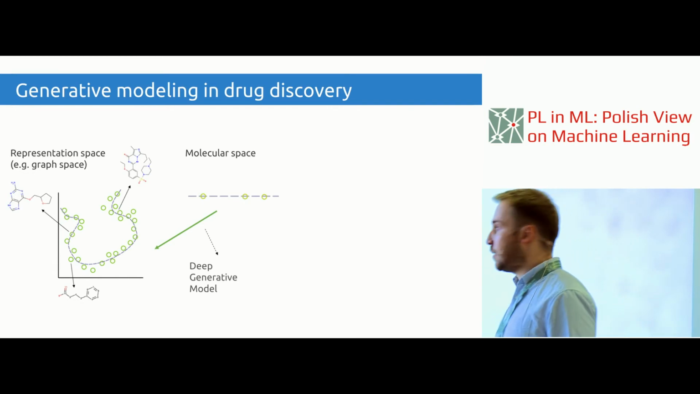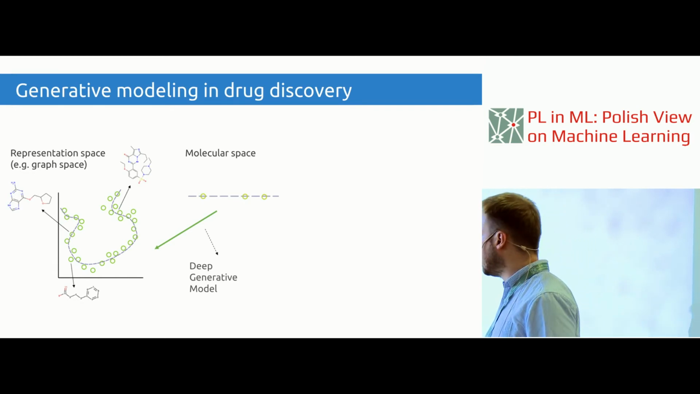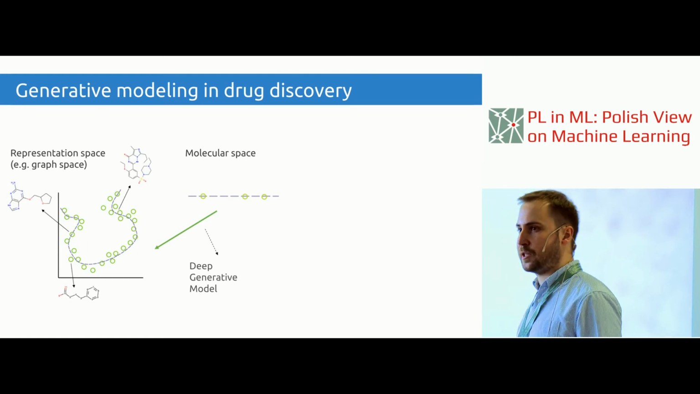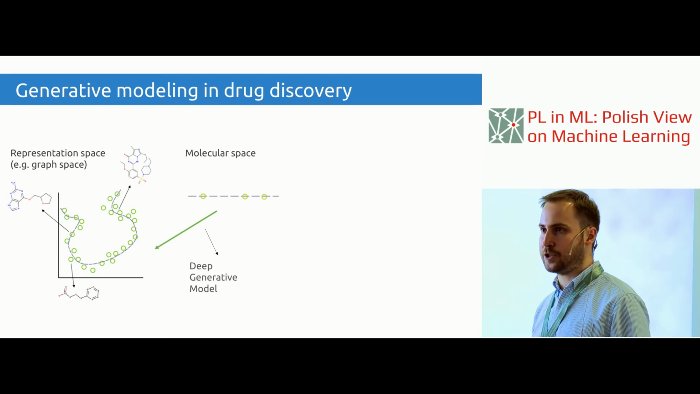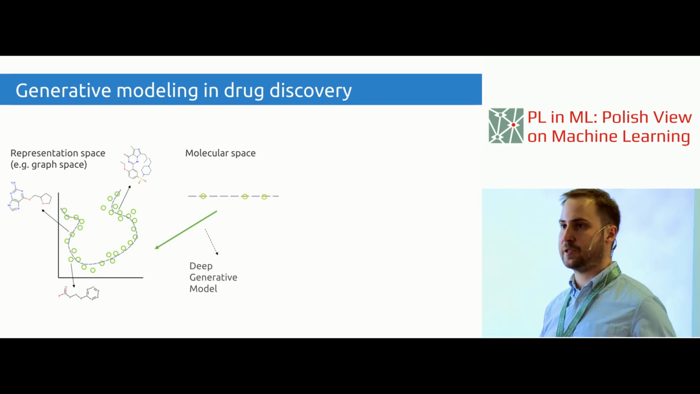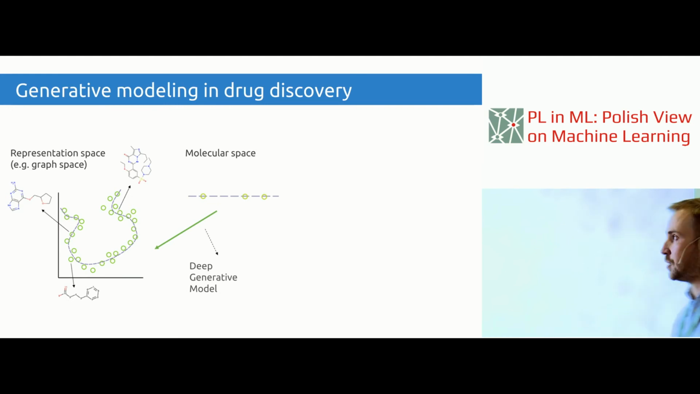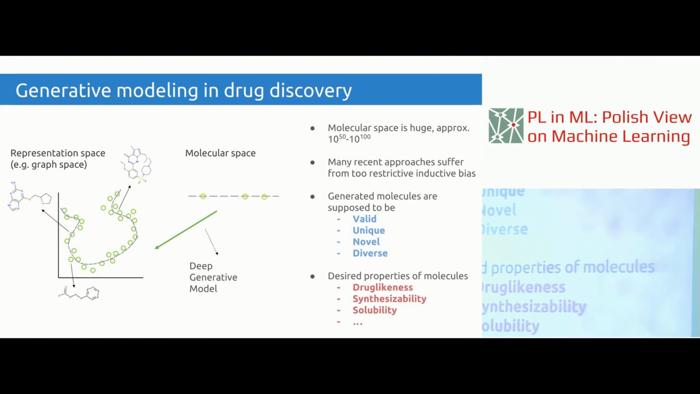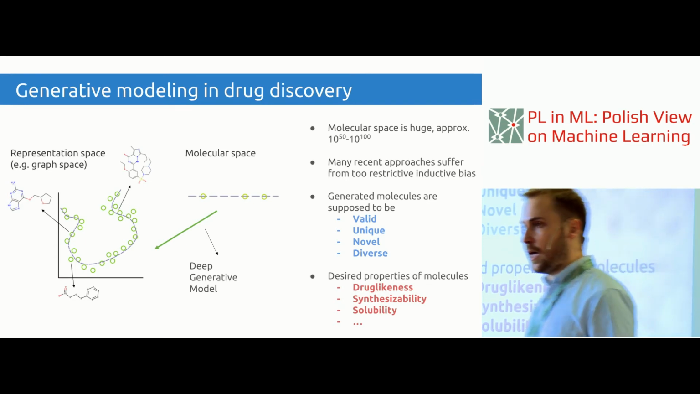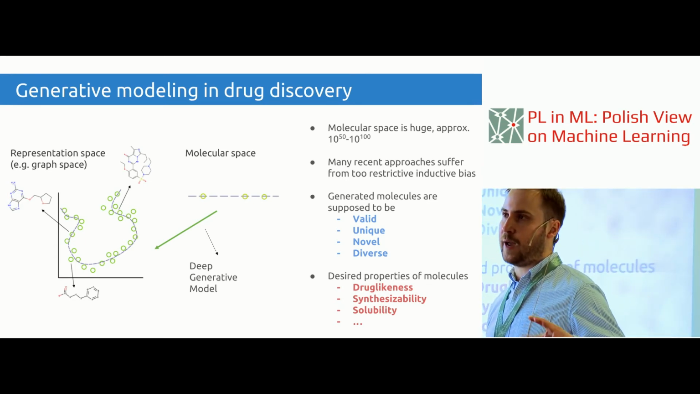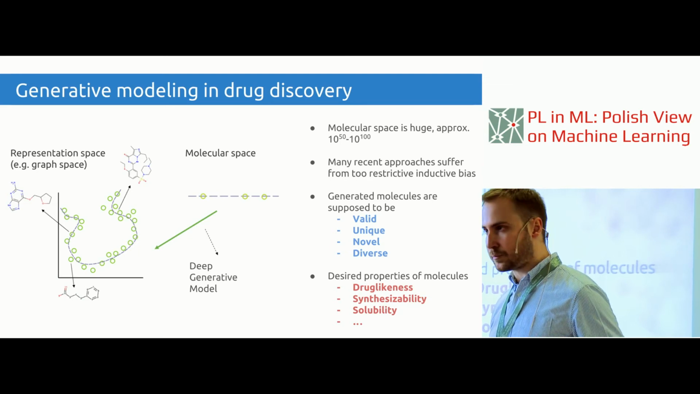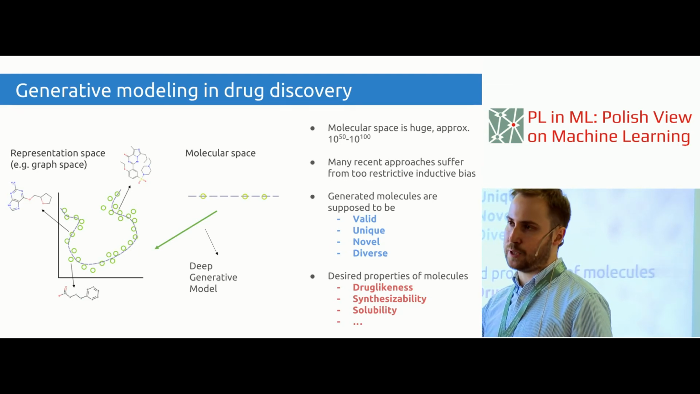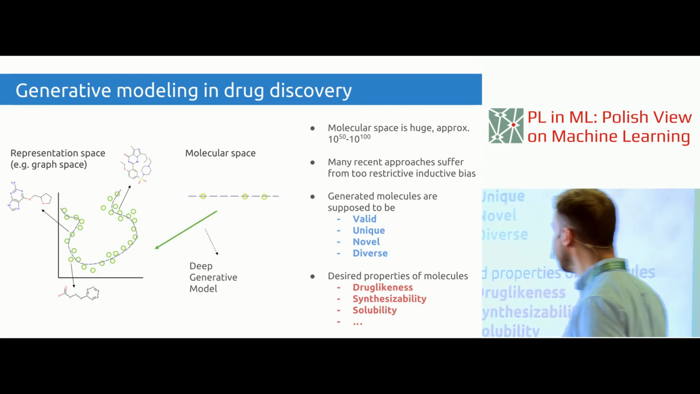Maybe just to clarify one thing, because these two pictures suggest that this is a continuous problem. Actually, it isn't, because graph space as well as molecular space are discrete spaces. So this is just a schema. Okay, just to give you some information, molecular space is really huge. It is estimated that it varies from 10 to the power of 50 up to 10 to the power of 100.